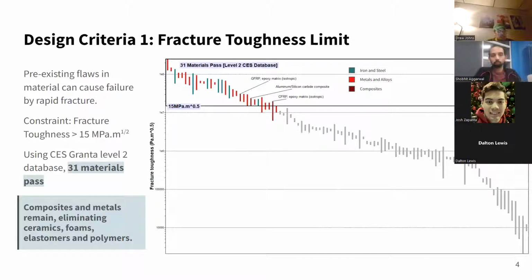We need to think about the fact that pre-existing flaws can cause the blade to fail by rapid fracture. Thus, we set a fracture toughness minimum of 15 MPa·m^1/2. And then using CES Granta, the level 2 database, we can quickly find that only 31 materials pass this constraint. Also, eliminating the ceramics, foams, elastomers, and polymer families, leaving only the metals and the composite families, which is all we really focus on for the remainder of this analysis.